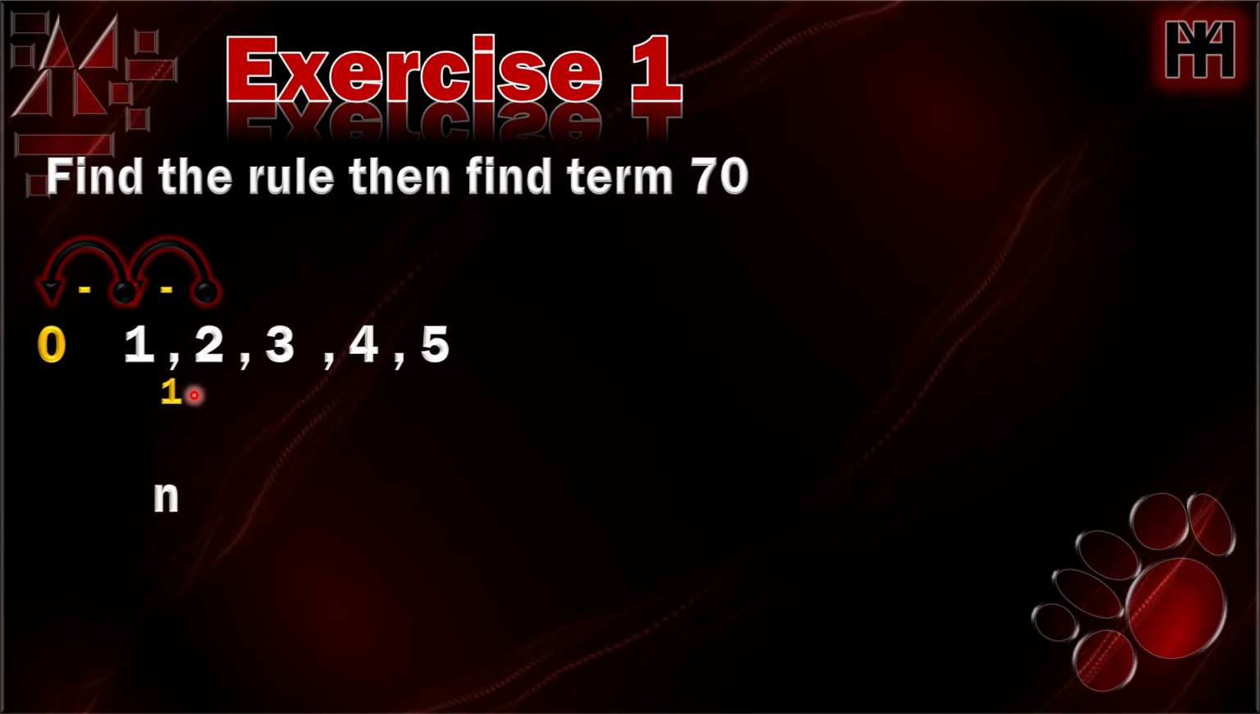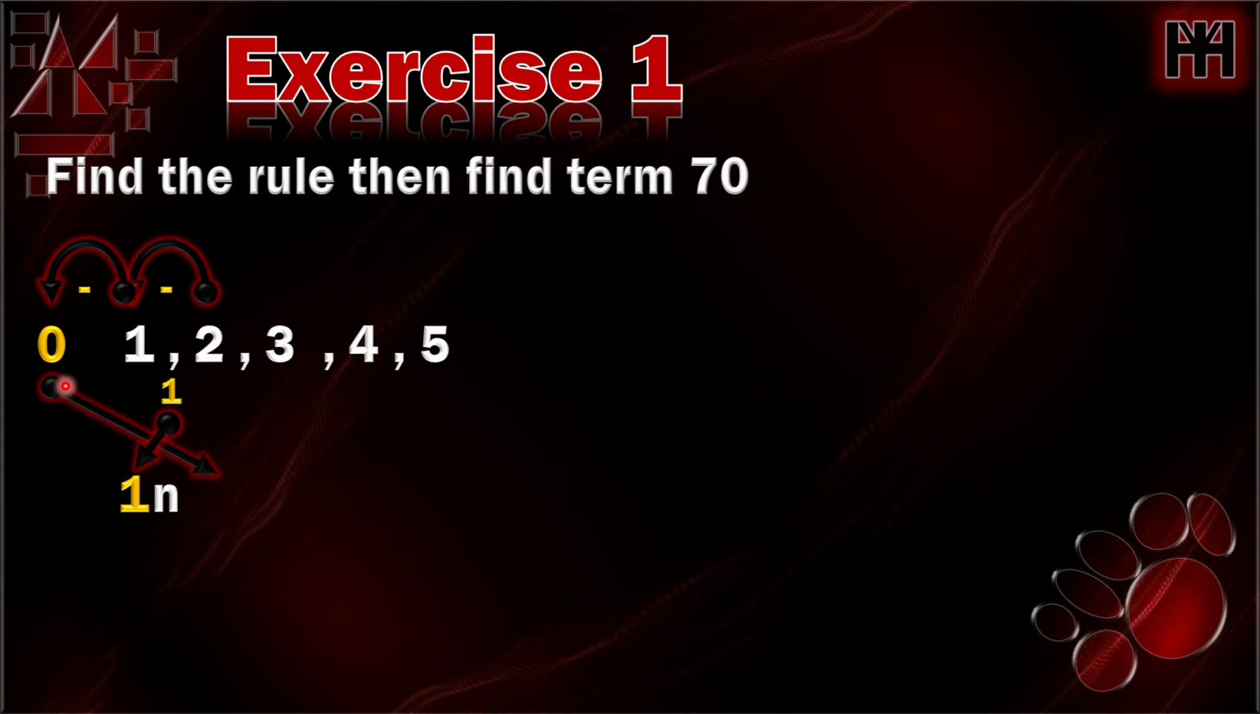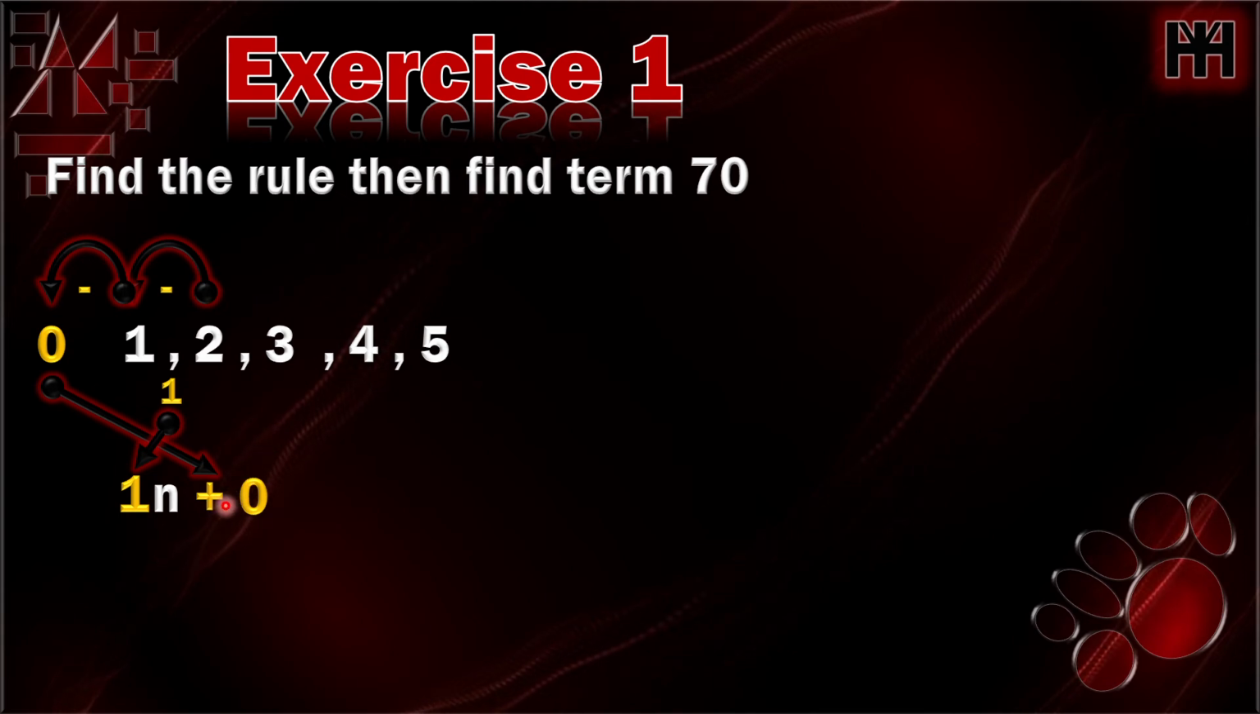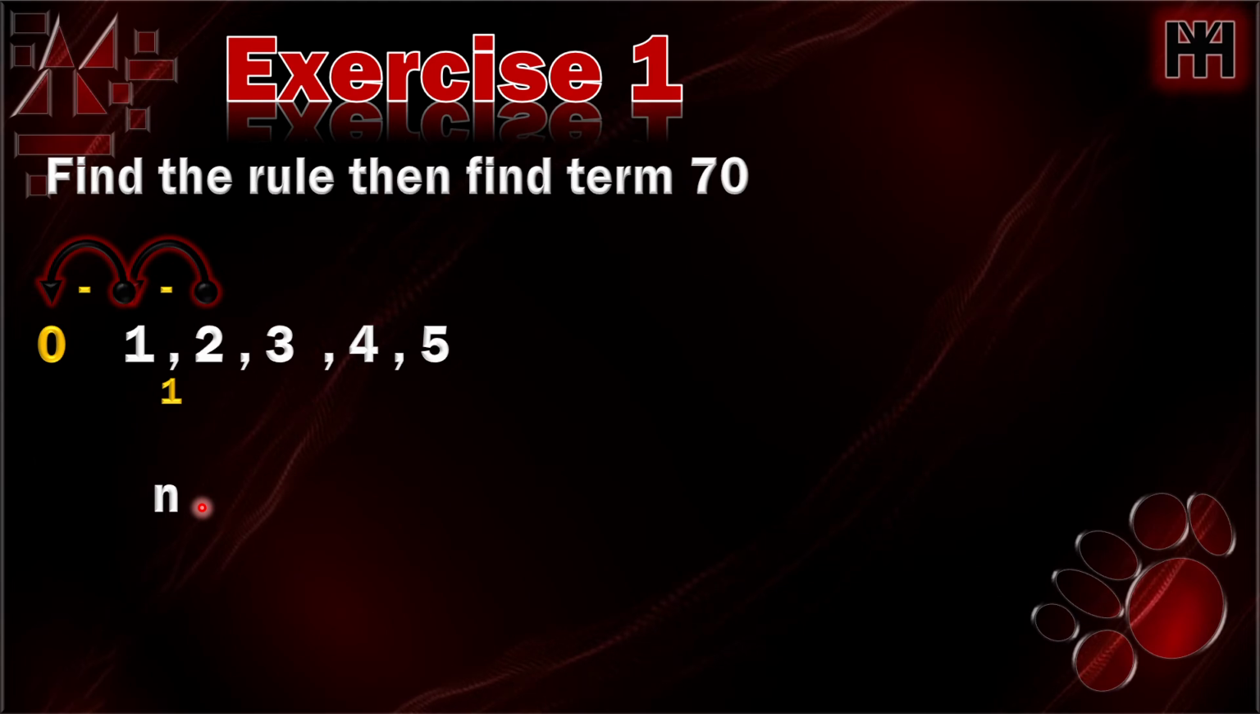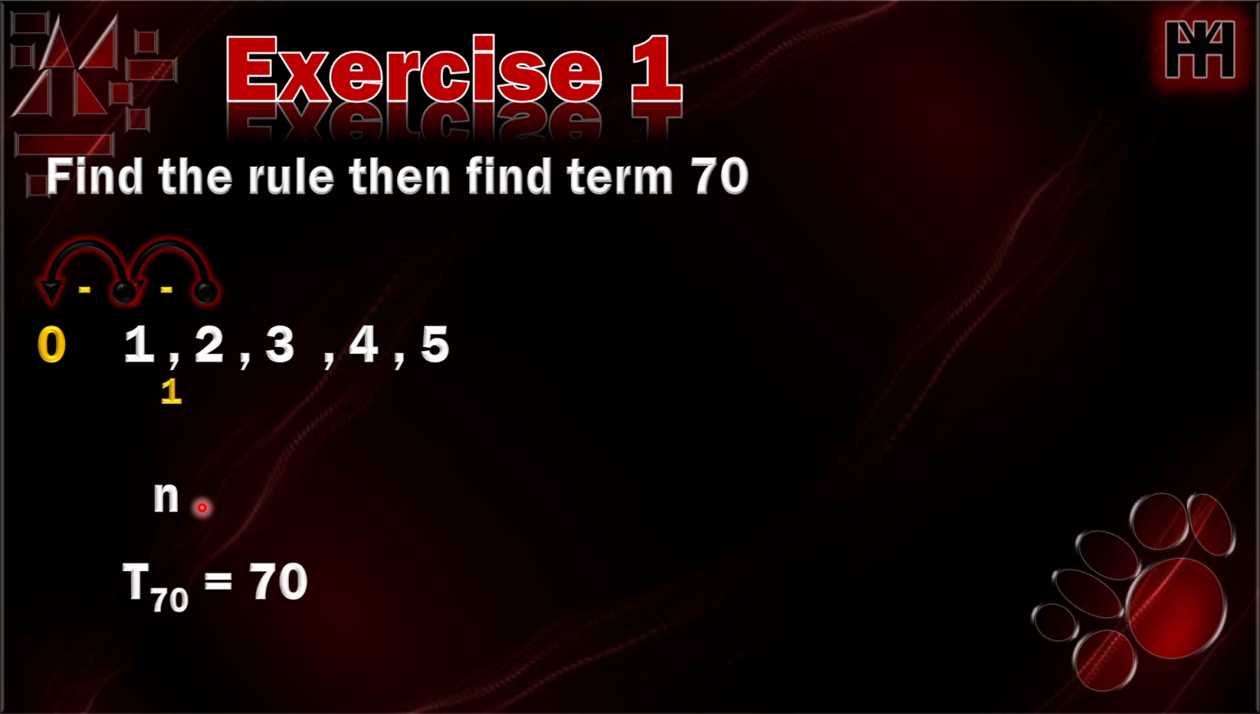Then you'll write n here and put the 1 in front of the n as if it's multiplied to n, then the 0 beside n. If it's positive, you will write plus 0. If it's negative, you will write minus the number. So we have 1n plus 0. We don't need to write plus 0, and 1 multiplied by anything will remain itself, so we can remove them both. So we have n. This is the rule for this sequence. So for term 70, we will remove n and put 70 instead. So term 70 will be 70.